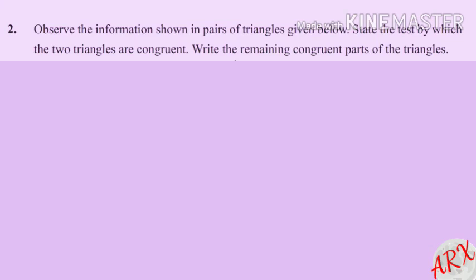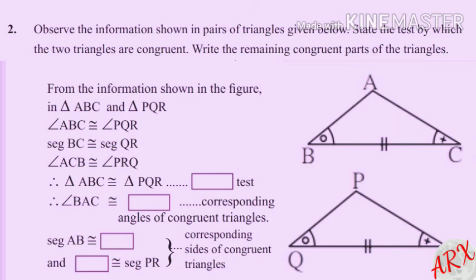Now we will move on to question number 2. Observe the information in pairs of triangles given below. State the test by which the two triangles are congruent. Write the remaining congruent parts of the triangles. First, from the information shown in the figure, in triangle ABC and triangle PQR, angle ABC congruent to angle PQR, segment BC congruent to segment QR, angle ACB congruent to angle PRQ. Therefore, triangle ABC congruent to triangle PQR by ASA test.